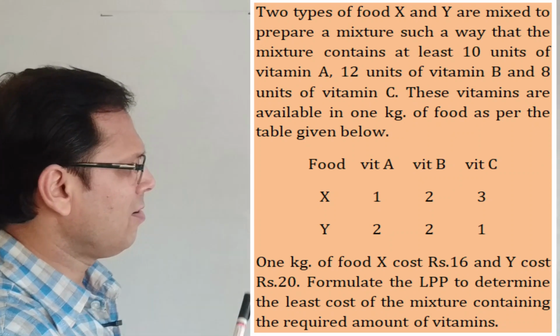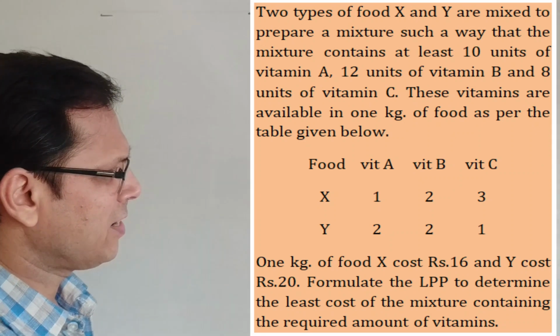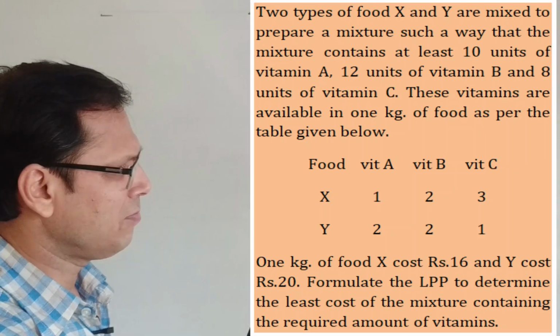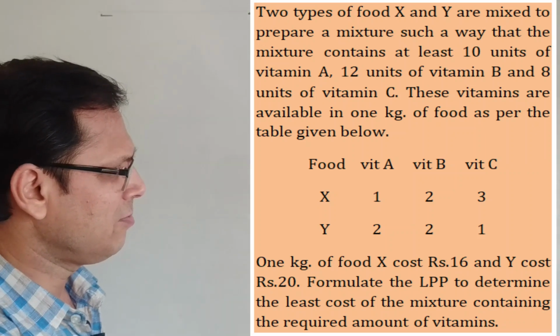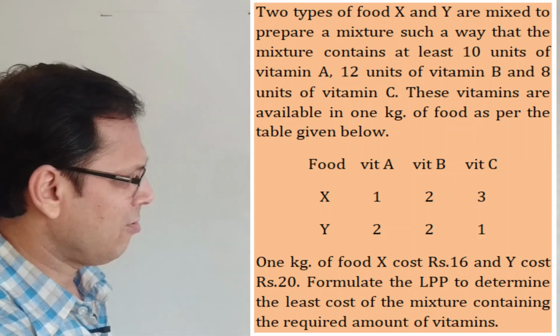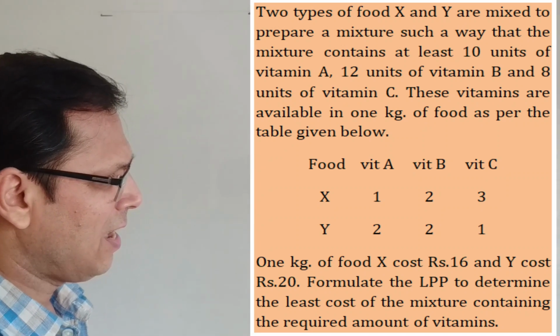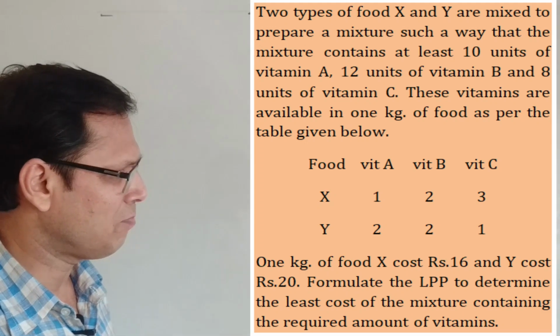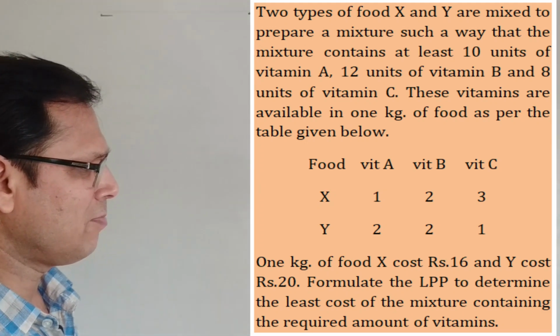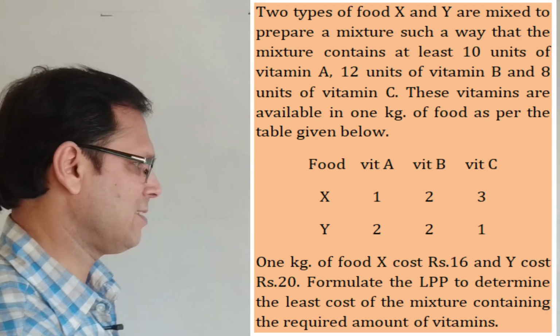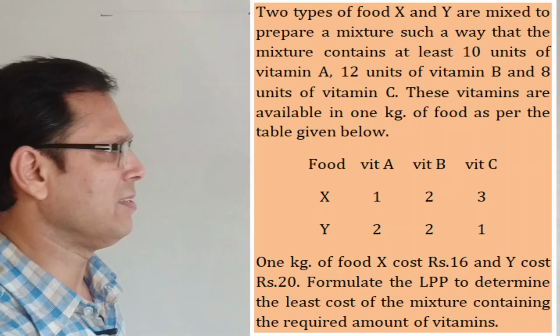Table already given. X food contains vitamin A 1 unit, vitamin B 2 unit, vitamin C 3 unit, likewise Y is given, and also it is asking: 1 kg of food X costs rupees 15 and that of Y is 20 rupees. Formulate the LPP to determine the least cost of mixture containing the required amount of vitamins.